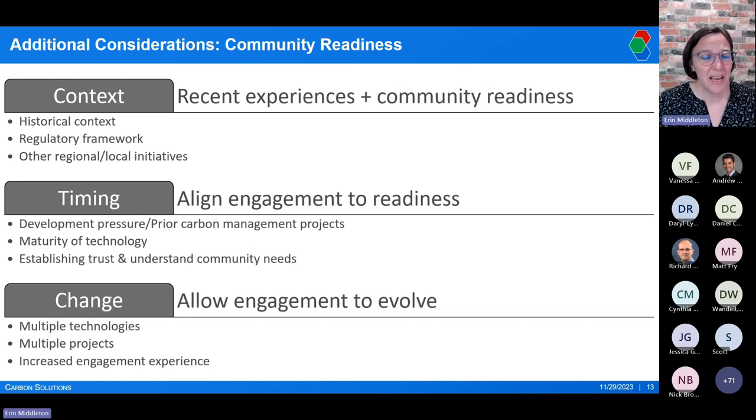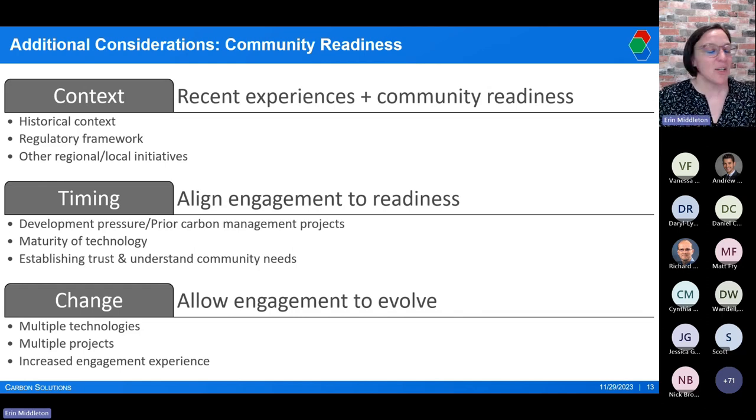And finally, I would say, allow engagement to evolve. We had four stakeholder roundtables, which were great. As we reflect on these, the next time we do something like this, it may look different, and that's okay. You get information. There's a kind of continuous improvement. Think about multiple technologies. Are there multiple projects in the area? Have people already been engaged in four different ways, and this is going to be another means of engagement? So find a way that matches what you're looking for to what kind of engagement you need.